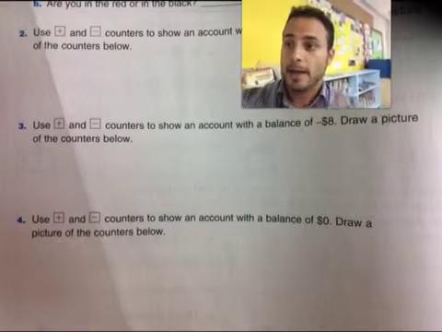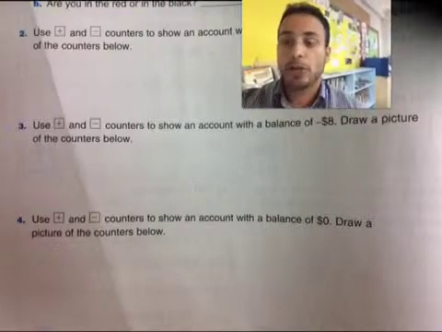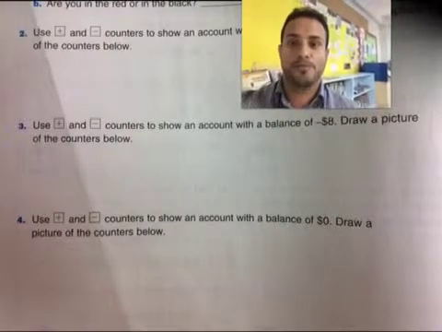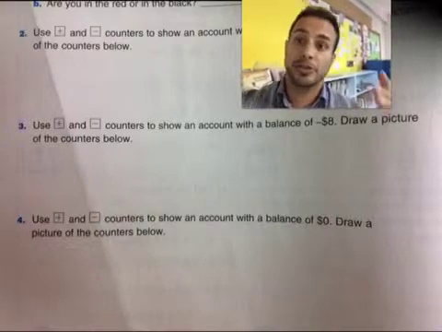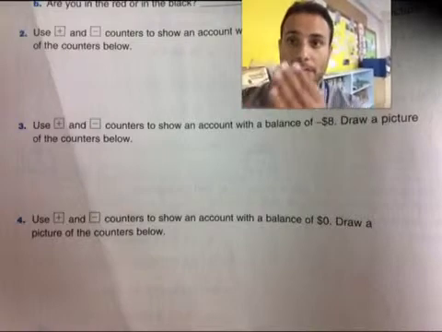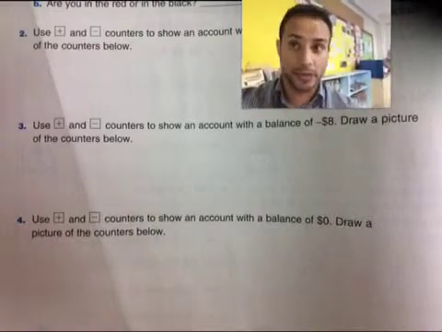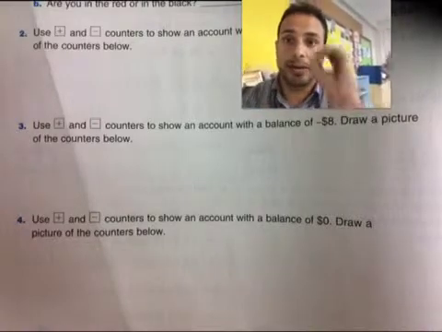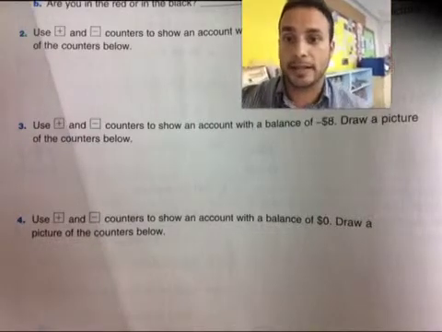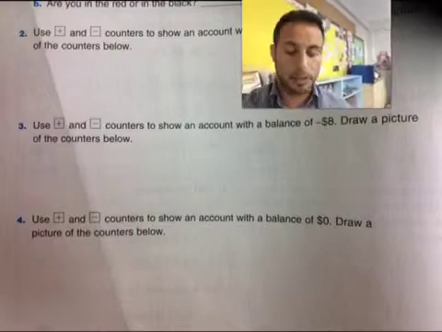Got it? And then for number 4, use plus and negative counters to show an account with a balance of 0. Draw a picture to show the counters. That should not be too hard. You should need to have the same amount of positives and the same amount of negatives, and they will cancel each other out, and you will have a 0. No surplus, no debt. Got it? Let's continue on to page 233.